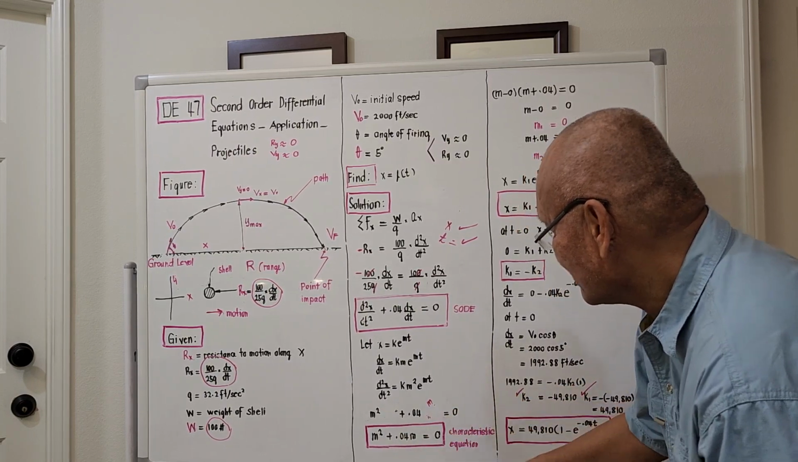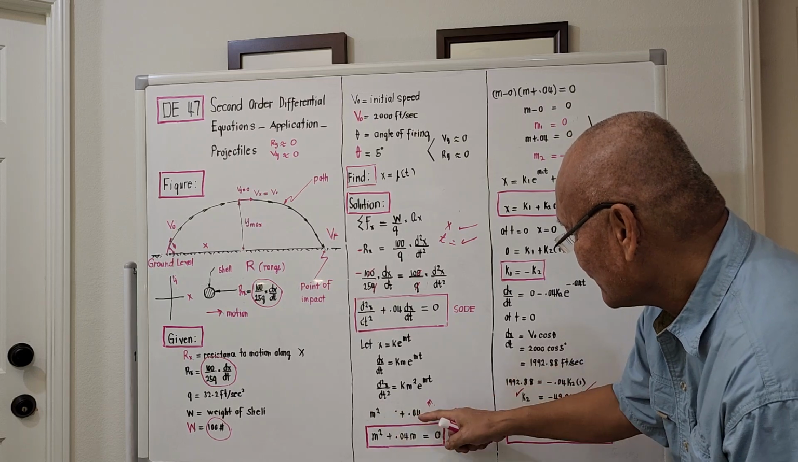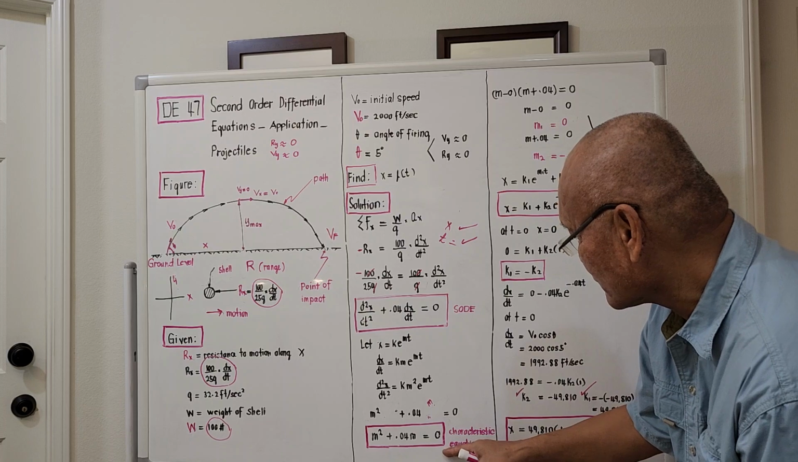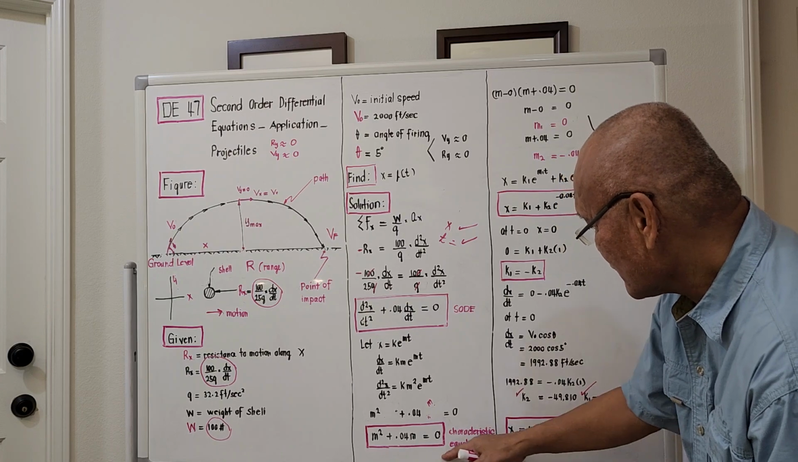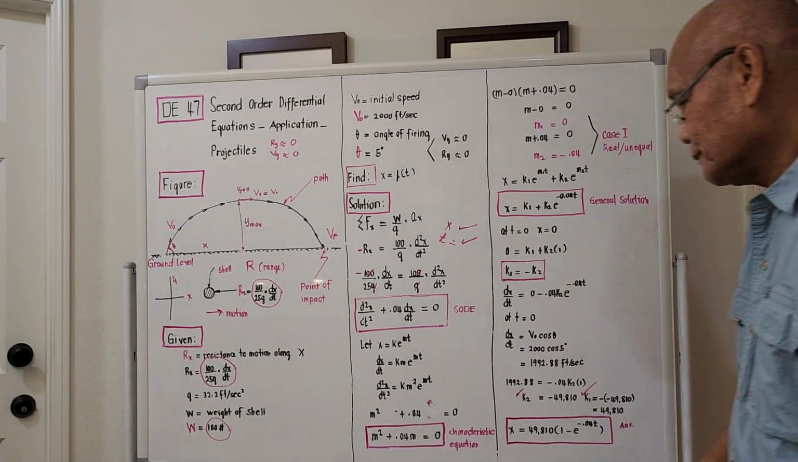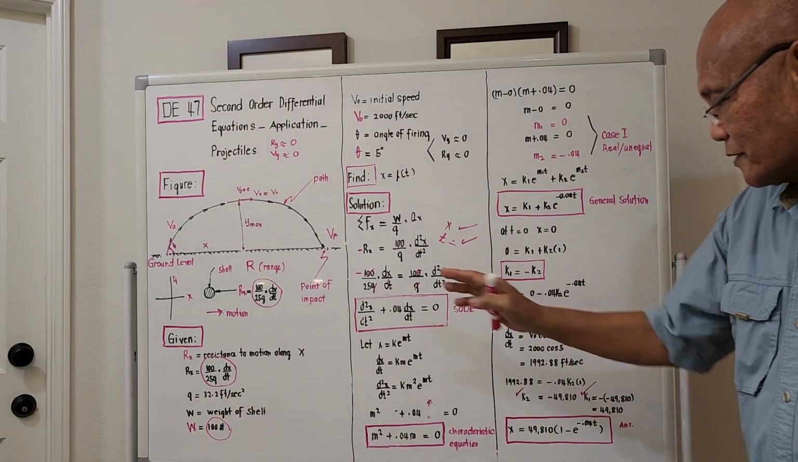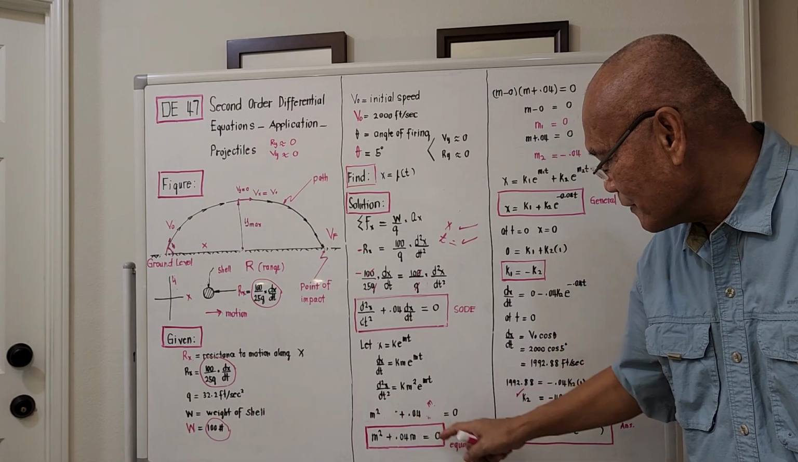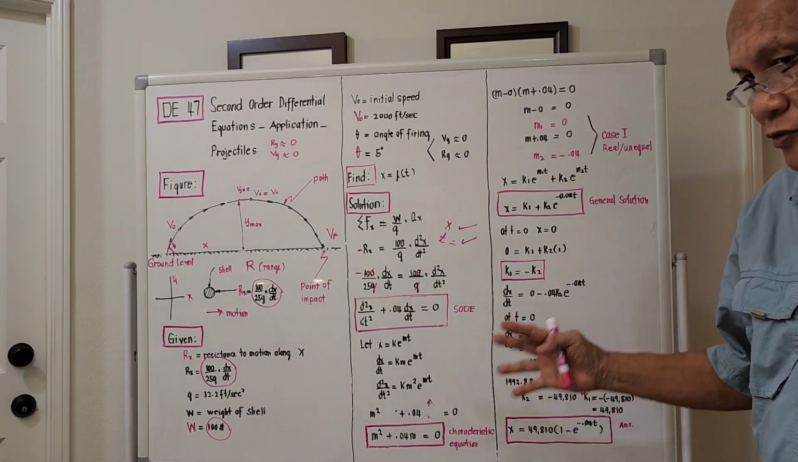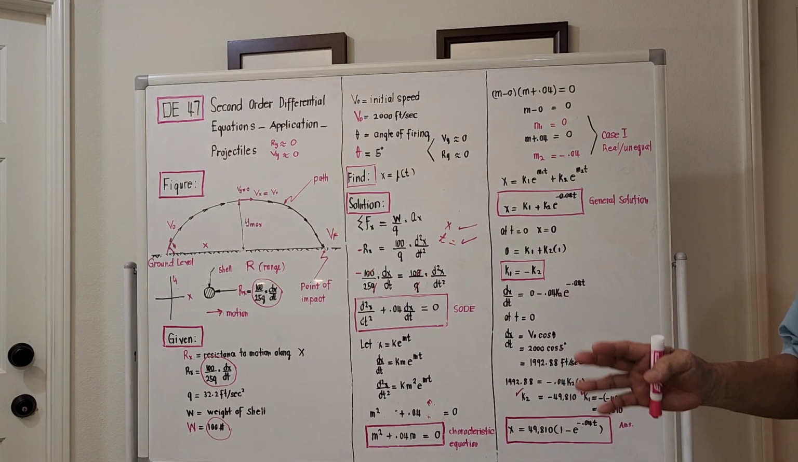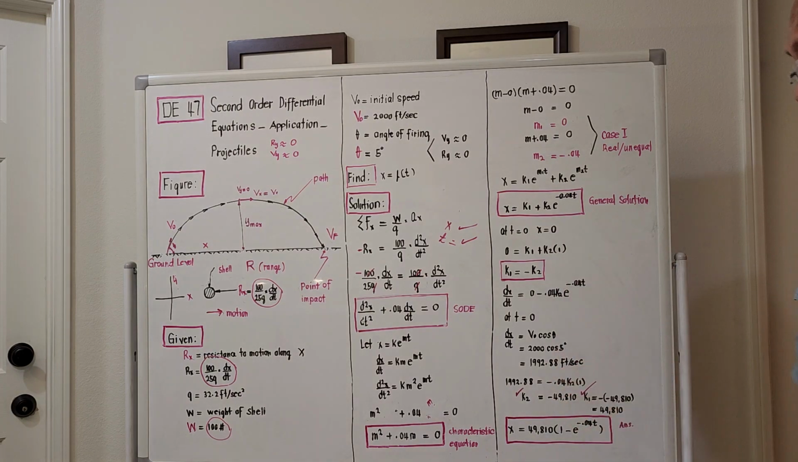So what remains? m squared, 0.04 times m is actually 0.04m, and this should be equal to 0. So this is now our characteristic equation. We are given a quadratic equation: m squared plus 0.04m equals 0. To find the solution of this equation, we'll try to solve for the possible factors of m.